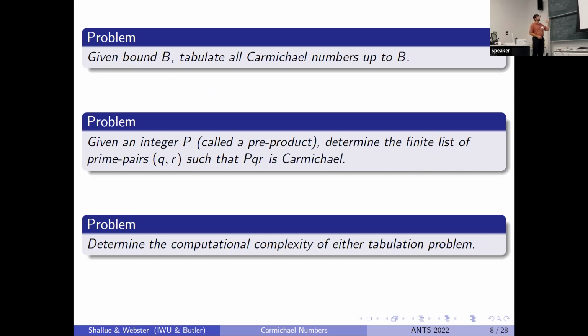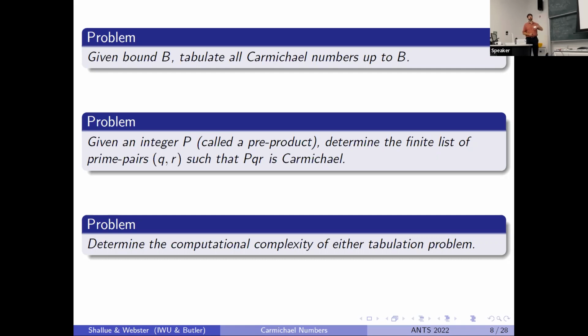Given an integer, capital P, called a pre-product, determine the finite list of pairs Q and R so that you end up with PQR being Carmichael. The fact that this is a finite list was proven by Richard Pinch in his original paper on this. And so that becomes the natural question: to figure out the completions for a given pre-product.